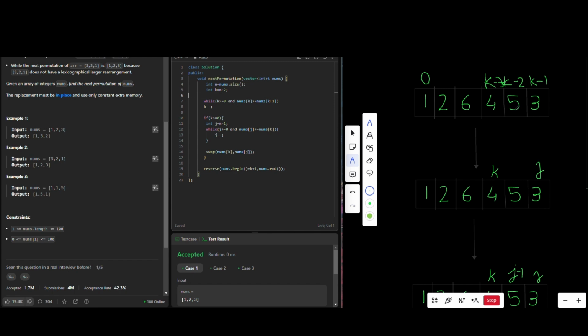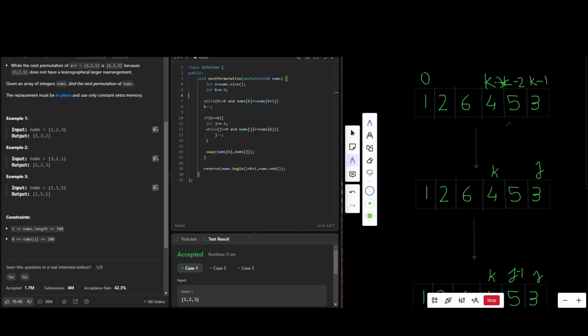What I'm checking is whether k is greater than or equal to the zeroth index here, and whether the element at k is greater than the element at k plus 1, right? Checking k is greater than k plus 1 is similar to saying k minus 2 is greater than k minus 1. Why are we doing that?